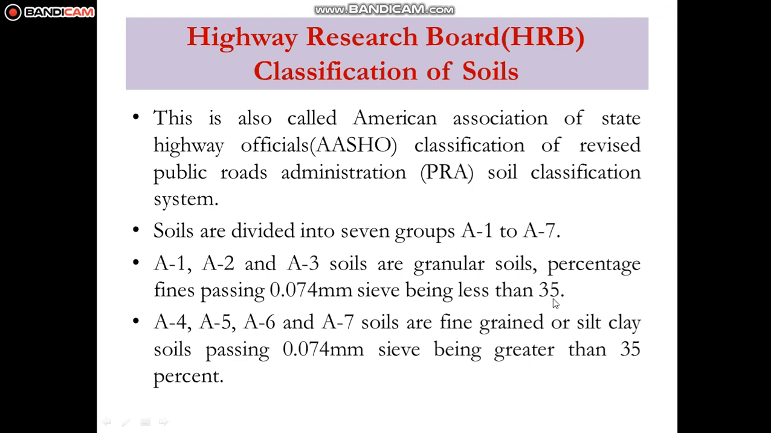If it is less than 35%, this comes under A1, A2, A3. That comes under granular soil. And if it is more than 35%, it comes under A4, A5, A6, A7. That is fine grained or silt clay soil.